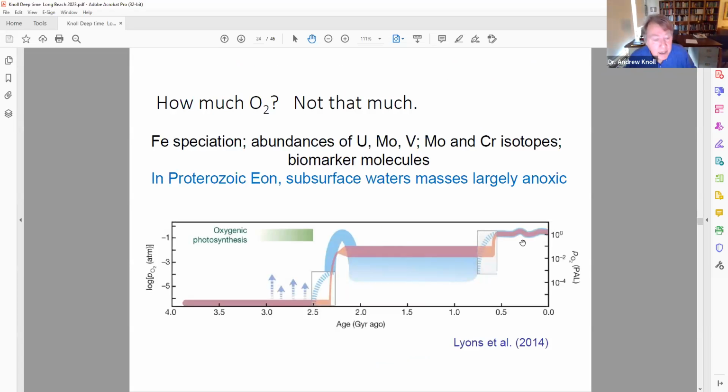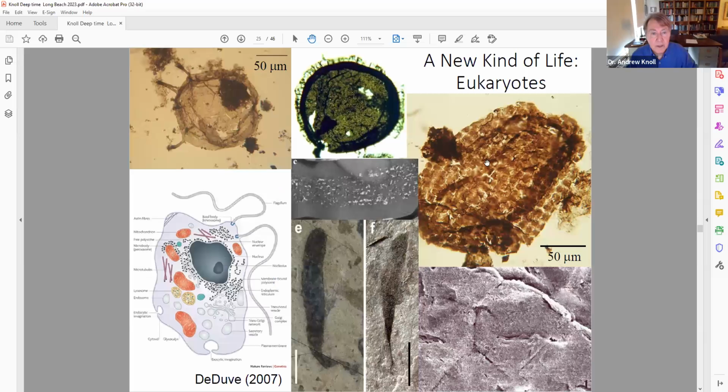So how much oxygen was produced? The answer is not that much. And the reason we say not that much is we have a variety of different kinds of chemical signatures that we can look at to ask about the oxygen content of different water masses. And when we do that, almost universally, from about 2.2 to 600 million years ago, we have evidence of a little bit of oxygen in the atmosphere and surface ocean, but the deeper ocean remains oxygen-free. However, that was enough oxygen to support a new kind of life.